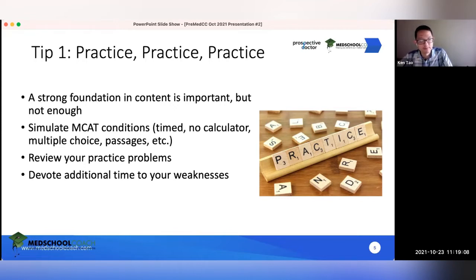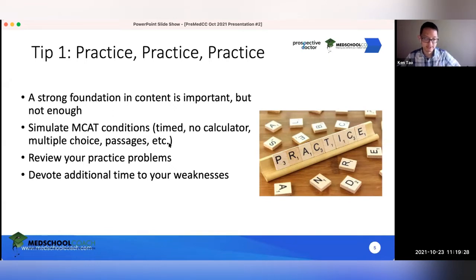The second point is when you do practice, simulate MCAT testing conditions. So of course, that means you need to do the questions timed. Don't use a calculator. Make sure you're doing practice passages with multiple choice questions, right? Just if you're going to prepare for MCAT, then you need to practice like you're taking the MCAT.